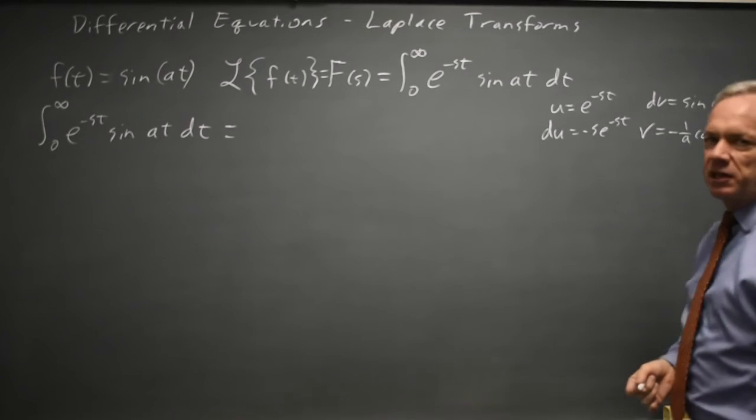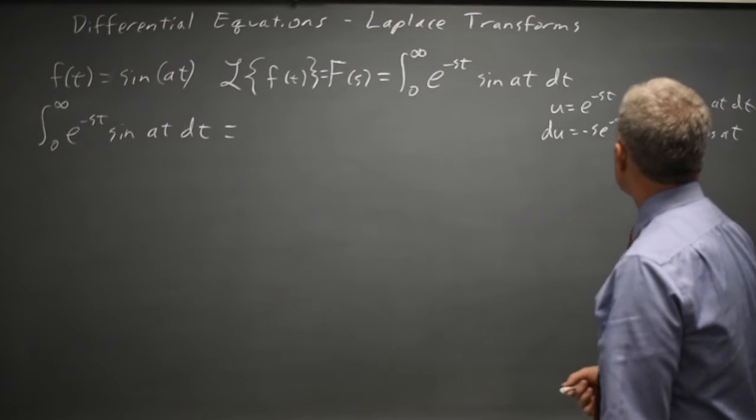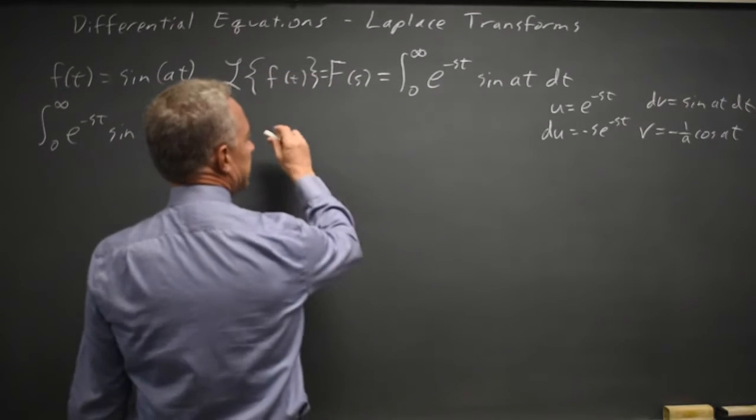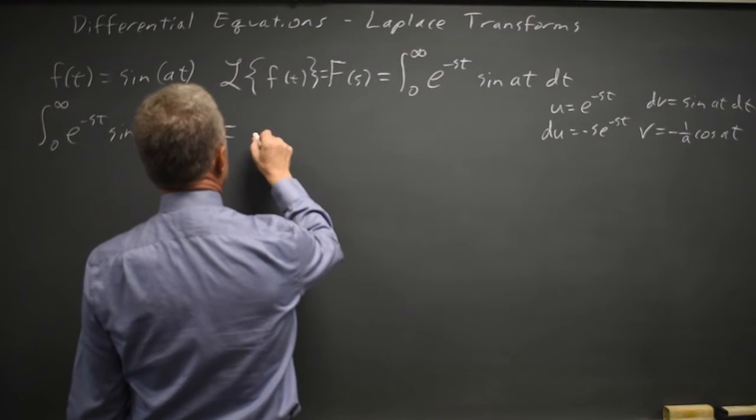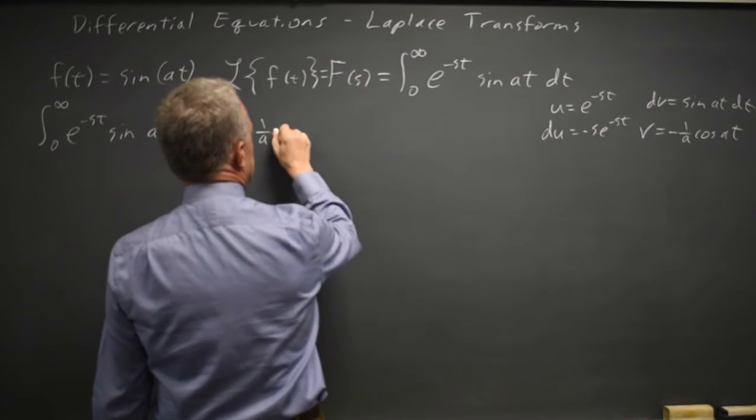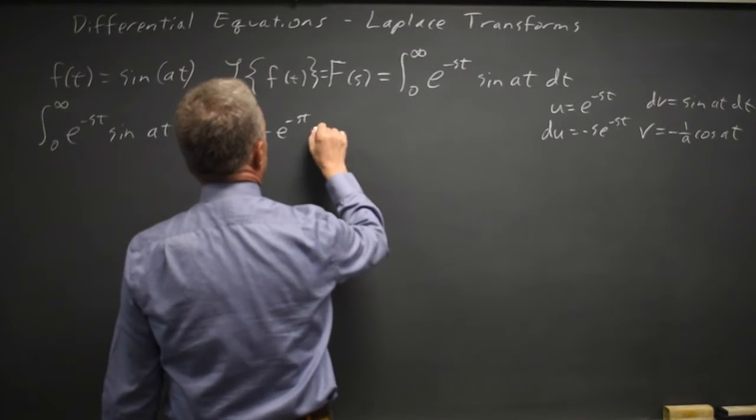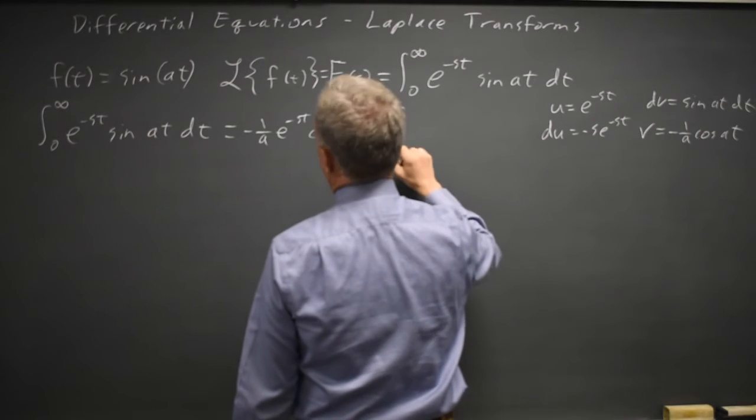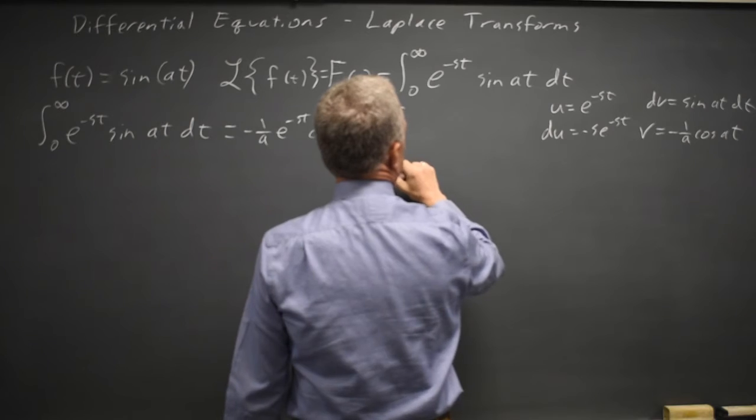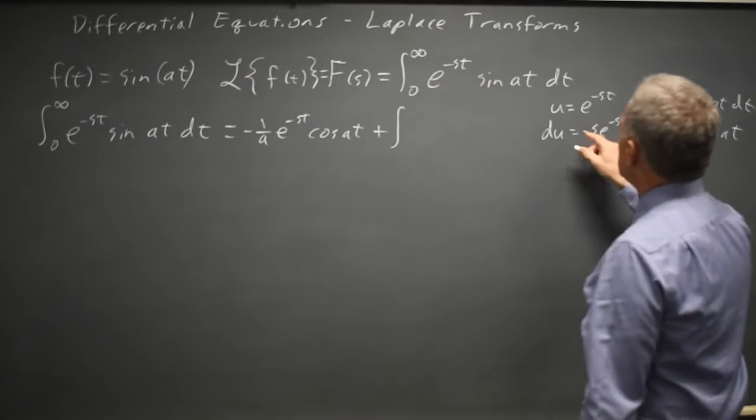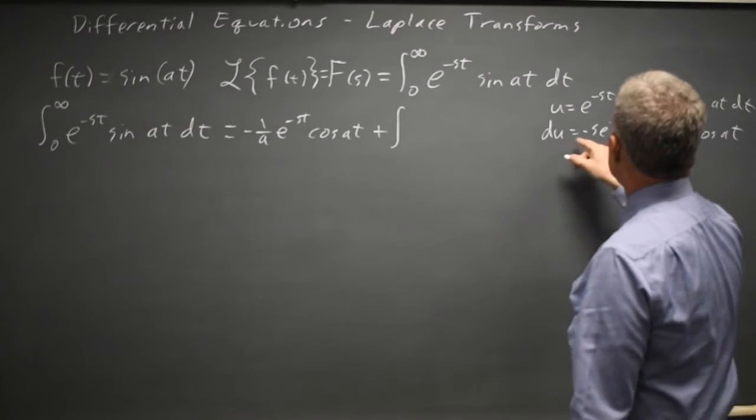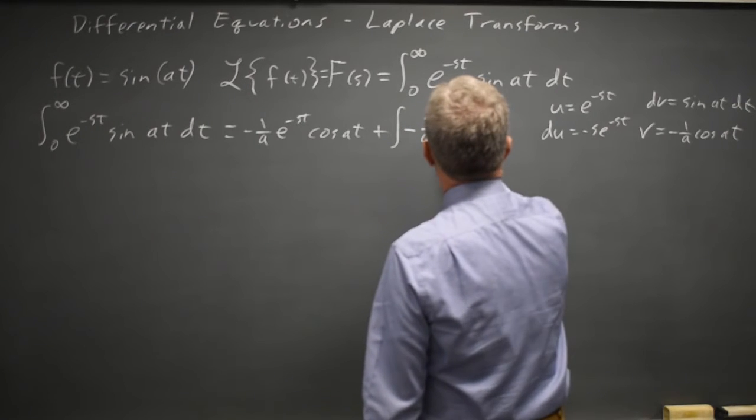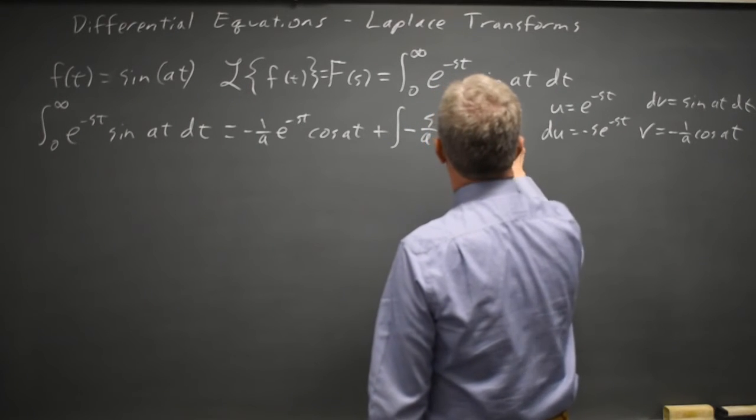That might not be on camera, but you should have done this integral before. So this is uv, negative 1 over a, e to the negative st, cosine at, plus the integral, it's minus the integral of v du, minus minus minus is a negative s over a e to the negative st cosine at.